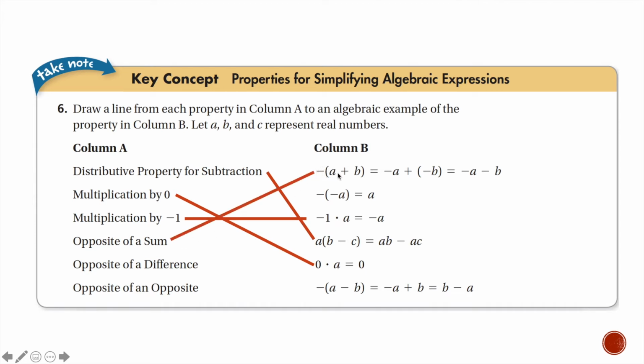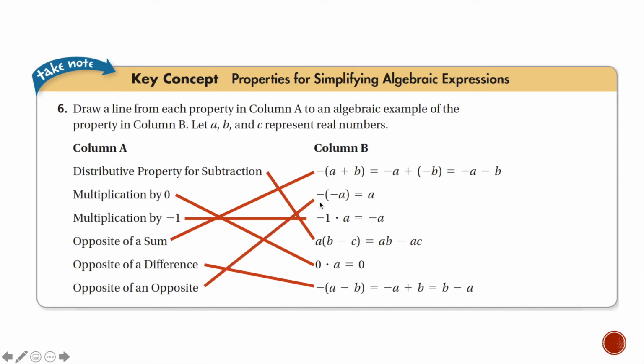Negative times (A plus B). A plus B is a sum, and therefore if we multiply by its negative, it will become its opposite. We can use that same idea for opposite of a difference, but a difference is the answer to a subtraction. So that's going to come down here. Negative times (A minus B), A minus B being the difference. And last but not least, we have opposite of an opposite, which basically means we're going to take the negative of a negative.